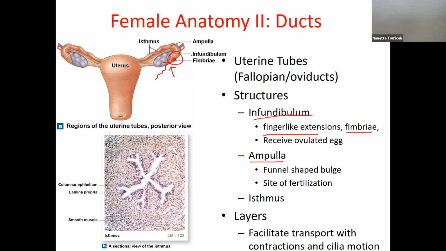From the infundibulum, this next portion is called the ampulla. Ampulla, just like in the male system, is just a funnel-shaped part of the structure. The ampulla, incidentally, is often the site of fertilization. So we'll talk about that in later lectures, but now we know exactly where most likely the sperm cells need to be swimming whenever they enter the female reproductive system. They've got to go all the way through the uterus, through the uterine tube, and they're going to arrive here. So that's going to be a pathway for sperm cells.